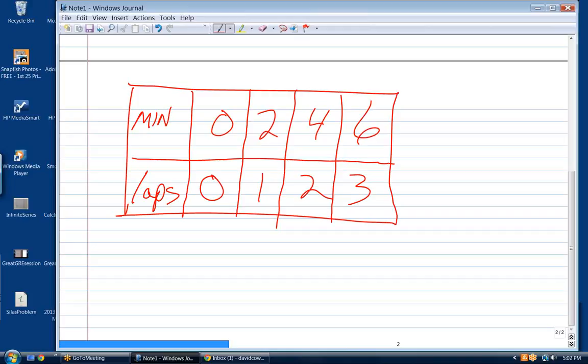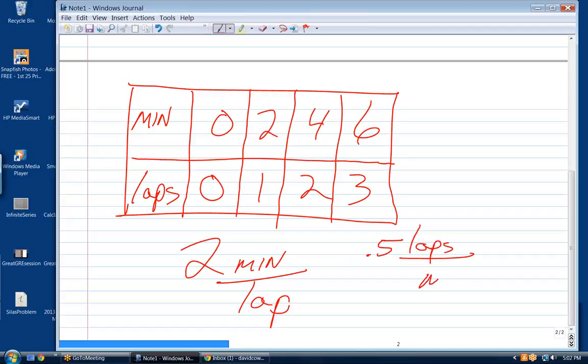Or 2 minutes per lap. In other words, you can do it 2 ways. 2 minutes per lap is correct. And that's the same thing as 0.5 laps per minute. And usually when you have ratios with a time element in them, you do put the time on the bottom. So this is probably the answer she's looking for. But this is also true.